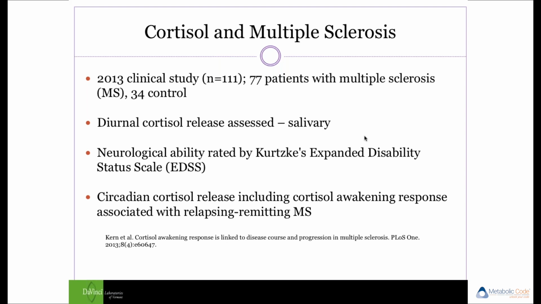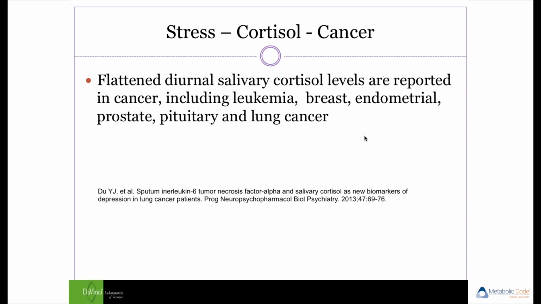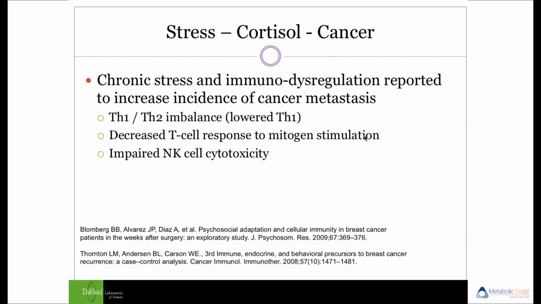So in just about every disease process that we see, if you have flattening of the cortisol curve and alterations in the HPA axis, you tend to have more symptoms and worse outcomes overall. And again, this is not only true in breast cancer, but it's also been associated with leukemias, endometrial cancer, prostate, pituitary, and even lung cancer.